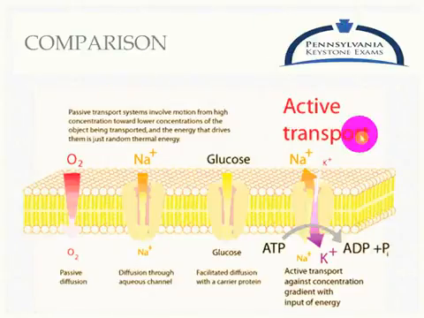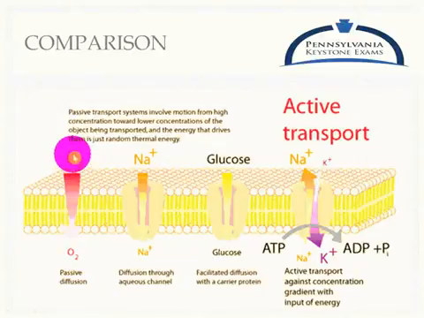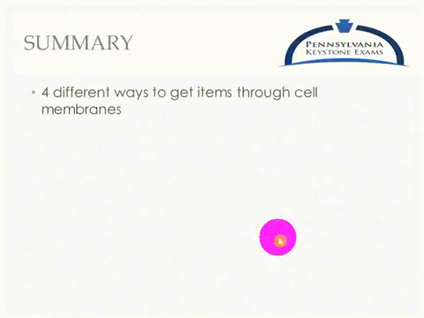Just another picture showing you them. So we have our passive diffusion, just regular diffusion, oxygen going straight through. We have facilitated diffusion, helping out with the protein to carry them through. And we have active transport going from a low concentration to a high concentration. They're showing you again that sodium potassium pump, and we need ATP or cellular energy involved.